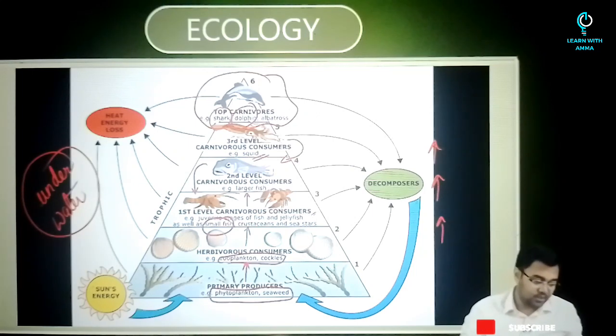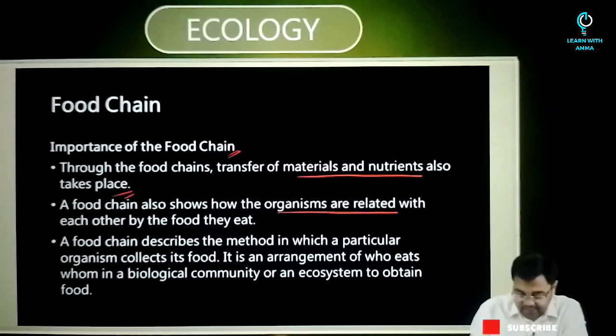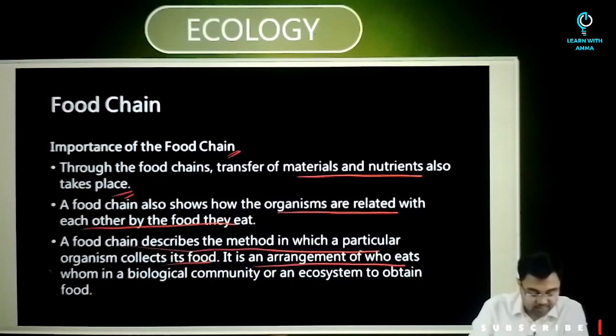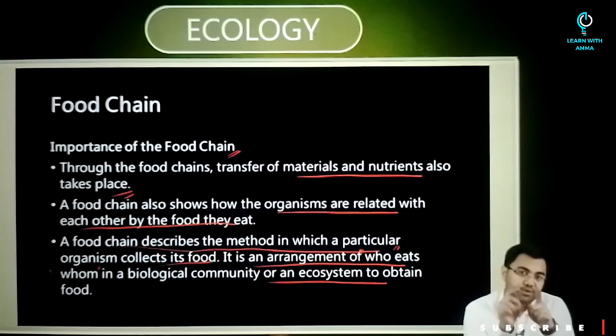This is what happens. Now, what is the importance of the food chain? First of all, through the food chain, the transfer of material and nutrients takes place. A food chain shows how the organisms are related to each other by means of the food that they eat. A food chain describes the method in which a particular organism collects its food. It is an arrangement of who eats whom, as we discussed, in a biological community or an ecosystem.